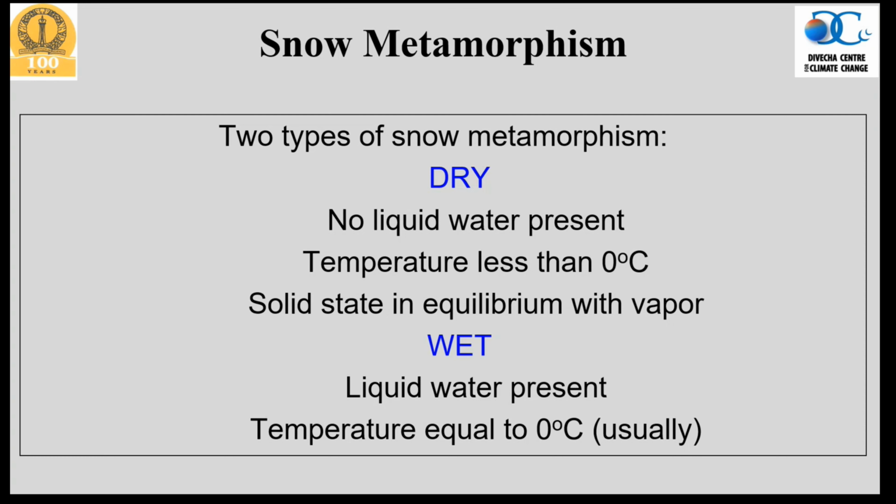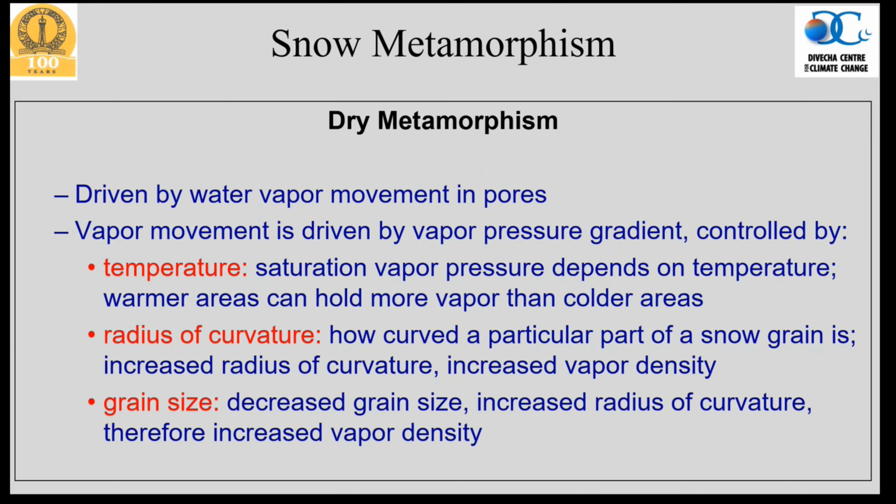There are two predominant types. One is dry metamorphism, which means no liquid water is present, the temperature is less than 0 degrees Celsius, and the solid state is in equilibrium with vapor. The other is wet snow metamorphism, where liquid water is present and the temperature is equal to 0 degrees Celsius. Dry metamorphism is essentially driven by water vapor movement into the pores.